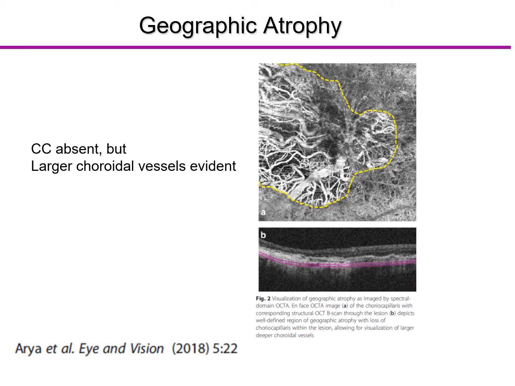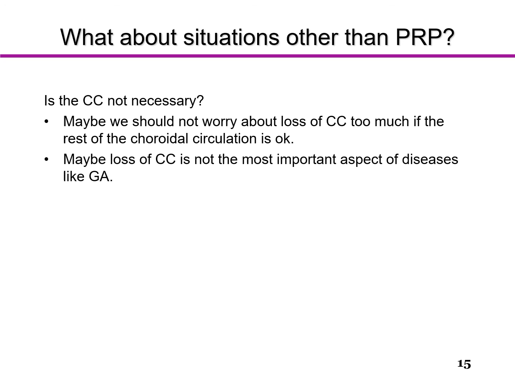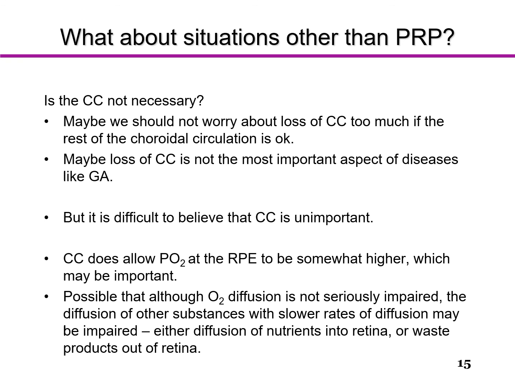A more prominent example of loss of the choriocapillaris is in geographic atrophy, where you can see on this OCTA picture that there is really no choriocapillaris, but significantly the larger vessels of the choroid are evident here. So maybe the choriocapillaris is not really necessary. Maybe we shouldn't worry about the loss of the choriocapillaris too much if the rest of the choroidal circulation is okay. And maybe the loss of the choriocapillaris is not the most important aspect of diseases like geographic atrophy. But it's difficult to believe that the choriocapillaris is unimportant.